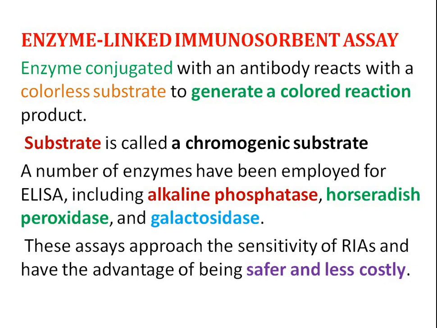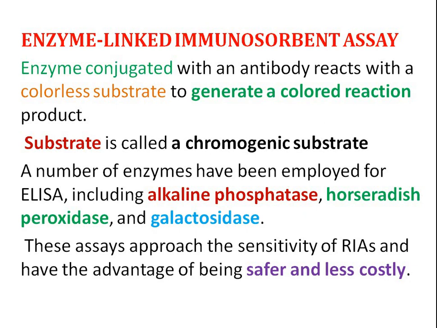Antigen antibody reactions are measured by different types of techniques. Now we are going to discuss the enzyme linked immunosorbent assay. Enzymes conjugated with an antibody react with a colorless substrate to generate a colored reaction product. Antigens and antibodies are both colorless substances, so we are not able to detect the antigen antibody complex formation directly. That's why they use this technique.